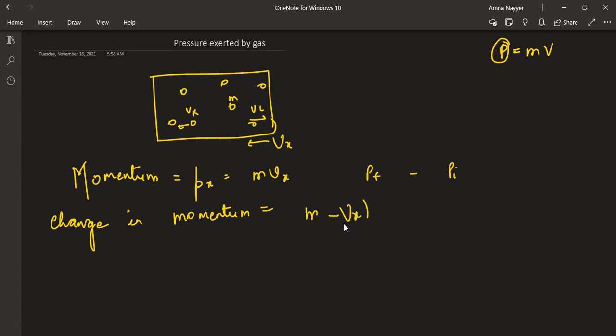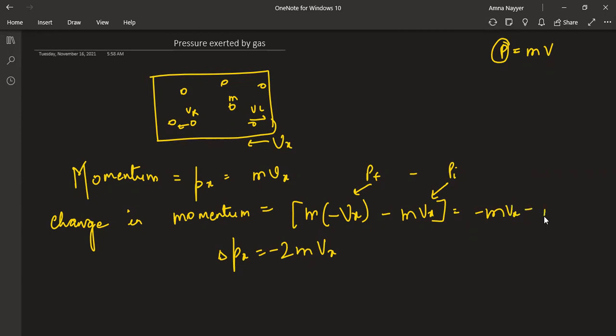So this will become m into minus Vx minus m into plus Vx. Right, this is final momentum, this is initial momentum, and their subtraction: final momentum minus initial momentum. So the change in momentum will become minus 2mVx. This minus is also there, no? Minus mVx minus mVx. Here we are left with minus mVx minus mVx. That became minus 2mVx.